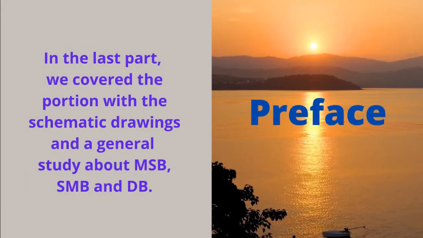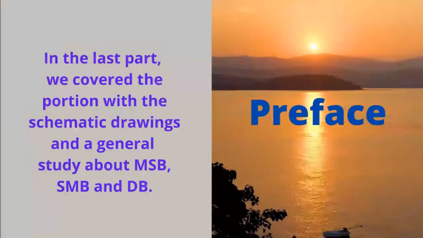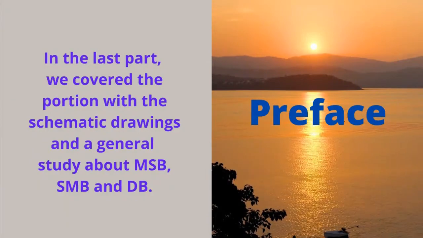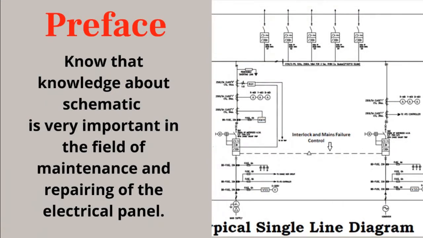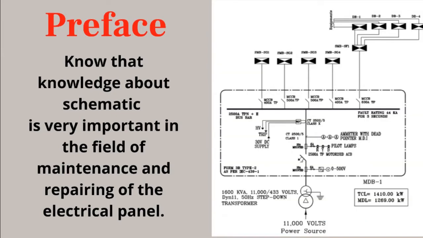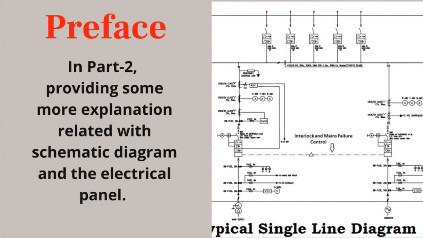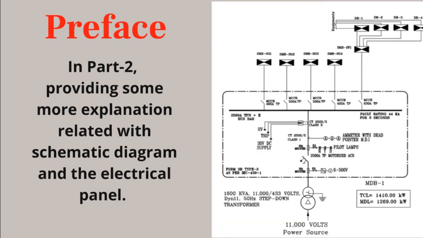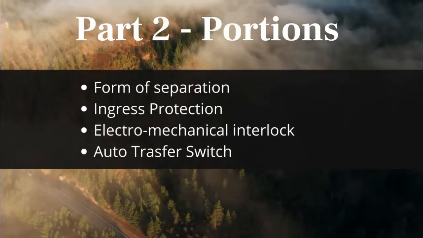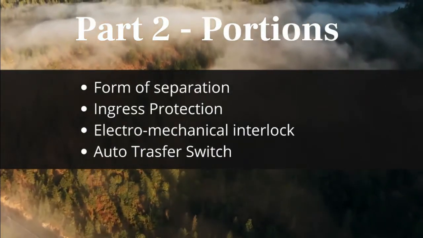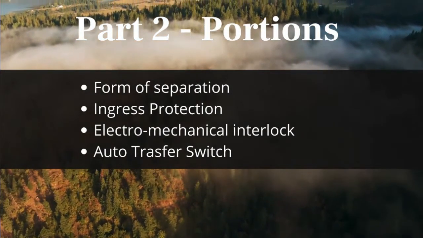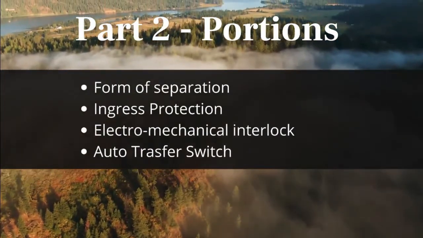In the last part, we covered schematic drawings and a general study about MSB, SMB, and DB. Know that knowledge about schematics is very important in the field of maintenance and repairing of the electrical panel. Electrical panel Part 2. Here we provide some more explanation related to the schematic diagram and electrical panel. Portions included in this part: form of separation, Ingress Protection, electro-mechanical interlock and auto transfer switch.